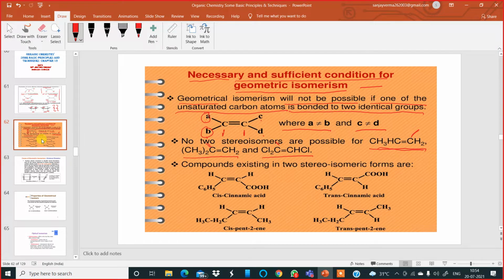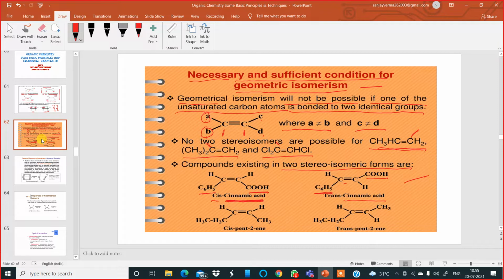Now, compounds existing in two stereoisomeric forms are given below. Some more examples, like cinnamic acid, C6H5CH double bond CHCOOH. The C6H5 and COOH groups are on the same side of the double bond, so it is a cis isomer, cis cinnamic acid. Please remember this cinnamic acid. For the time being, get used to the structural formula and the word. In the trans form, the phenyl group and the carboxylic acid group are on opposite sides of the double bond. So that was one example.